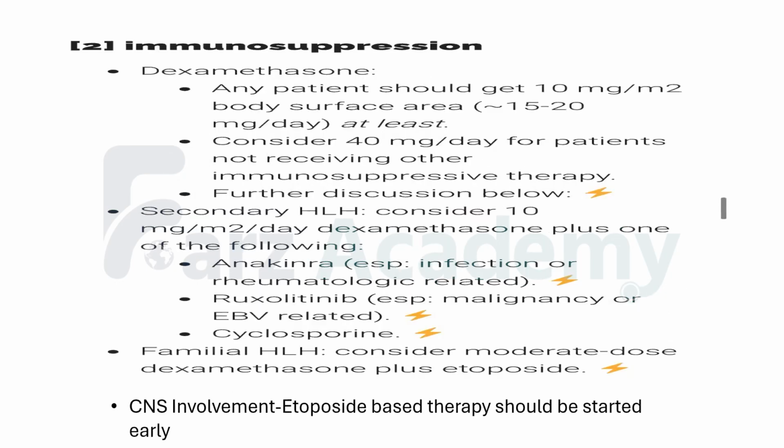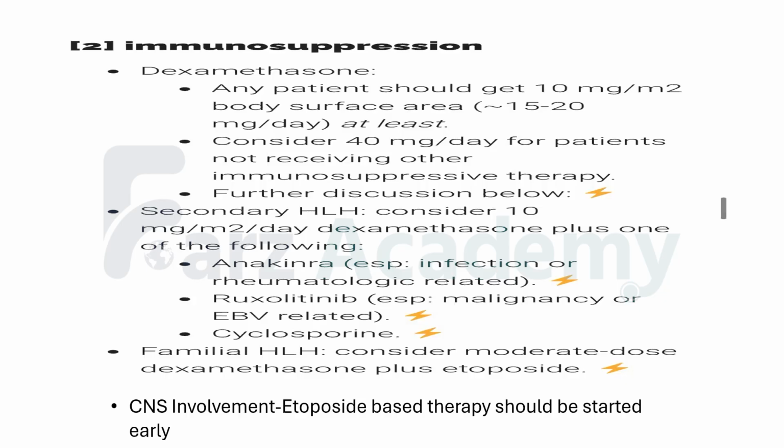Immunosuppression, the main modality for treating HLH, is your steroids, and among steroids, dexamethasone is preferred, especially when there is CNS involvement, because the brain penetration of dexamethasone is much better. Any patient should get 10 milligram per meter square body surface area, which corresponds to around 50 to 200 mg per day. So you can maybe give them according to weight, 8 mg BD, or even more than that, up to 20 mg per day you can give.